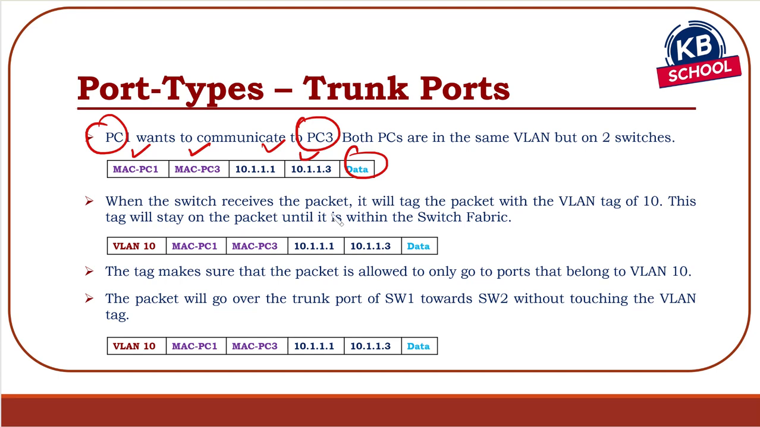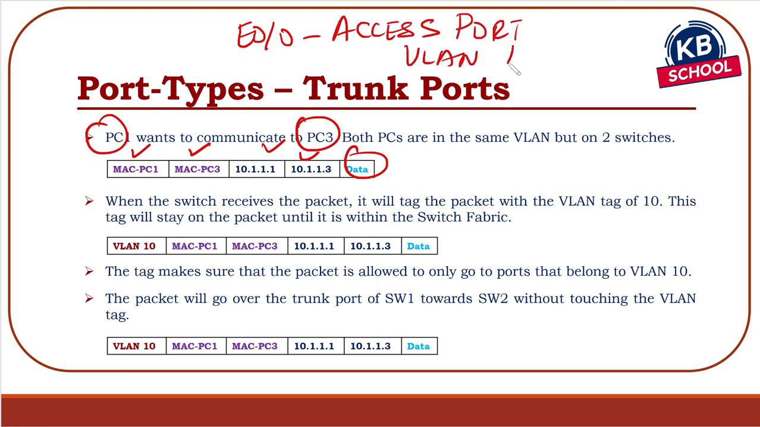All right. When the switch receives the frame, what does it do? It'll tag it because it came in on the port that is connected to VLAN 10, or has been configured as an access port. So E00 would have been configured as an access port in VLAN 10. That's why when the frame comes in, it's going to tag it with VLAN 10. The rest of the frame remains as is.